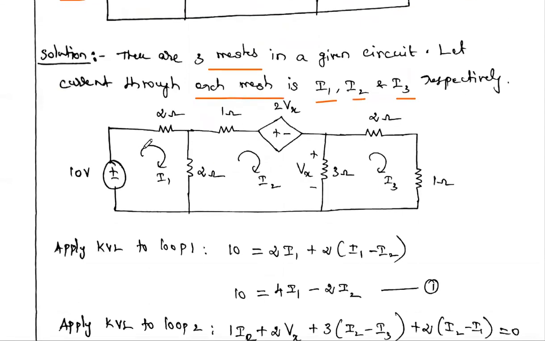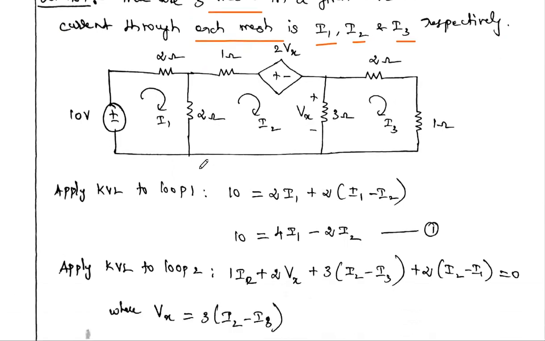Let us mark the currents. Current flowing in the first mesh is I1, current flowing in the second mesh is I2, and current flowing in the third mesh is I3. Then, similar to mesh analysis, you write a KVL equation for each mesh. So apply KVL to the first loop.